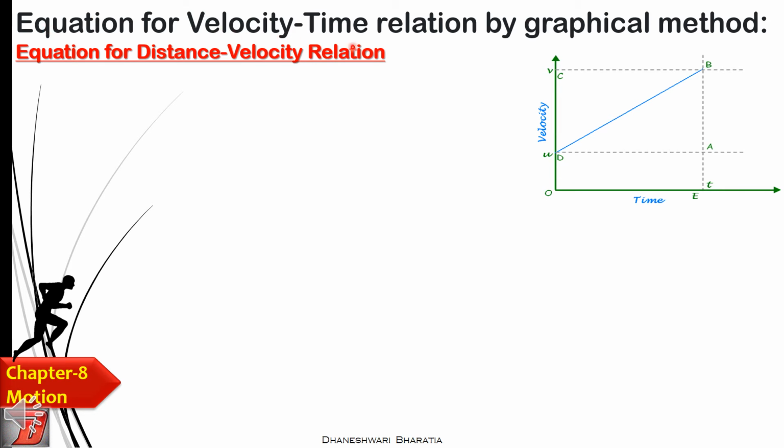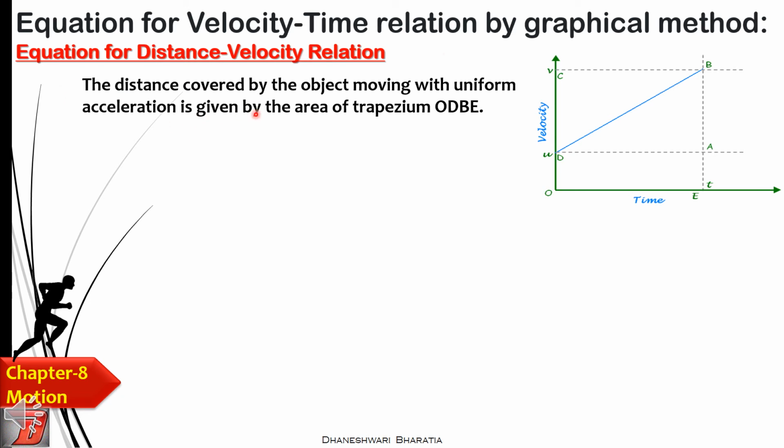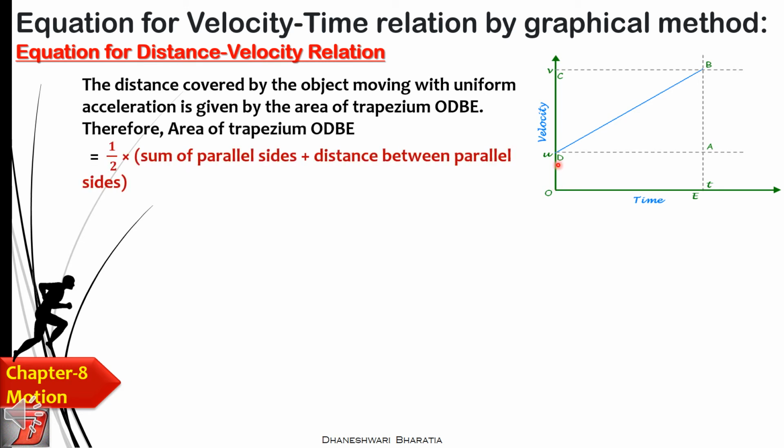Here we will be finding the equation for the distance velocity relation. We know that the distance covered by the object moving with uniform acceleration is given by the area of the trapezium. We have studied earlier that this area of the trapezium is the distance traveled by the particular object. Now we know how to find the area of the trapezium. It is nothing but half the sum of the parallel sides, multiplied by the distance between them. Here, which are the parallel sides? These are OD and BE. They are the parallel sides of the trapezium.